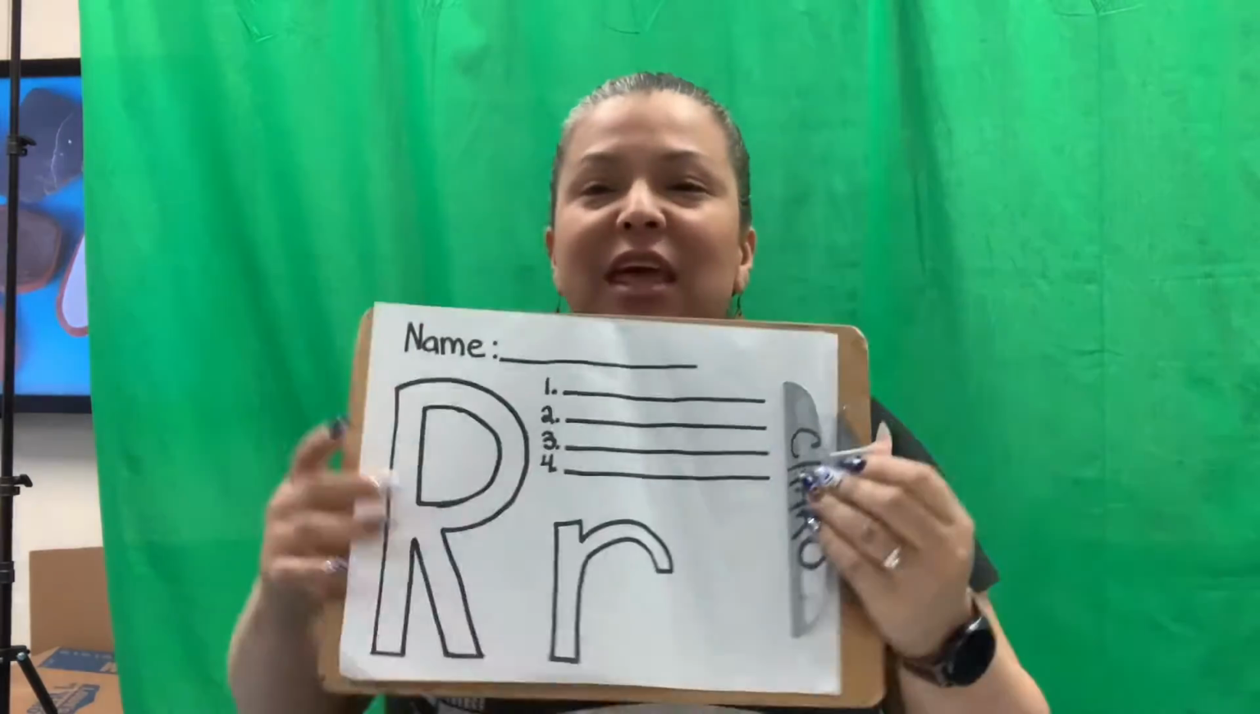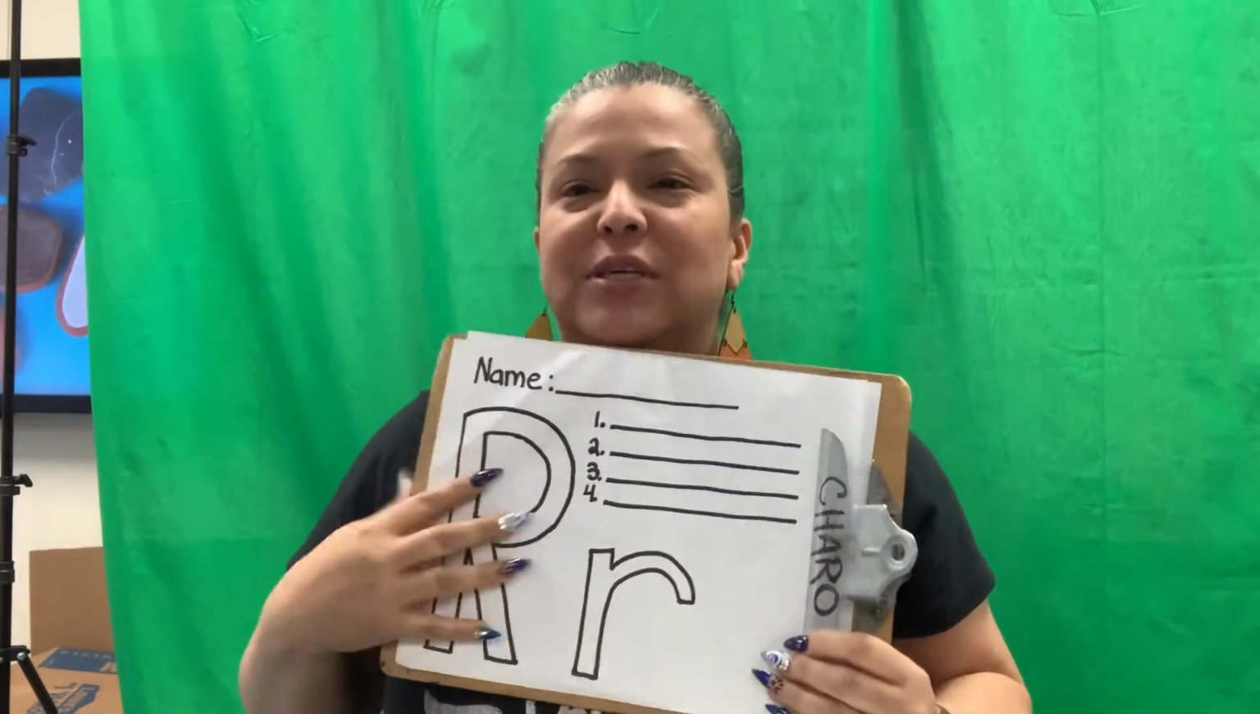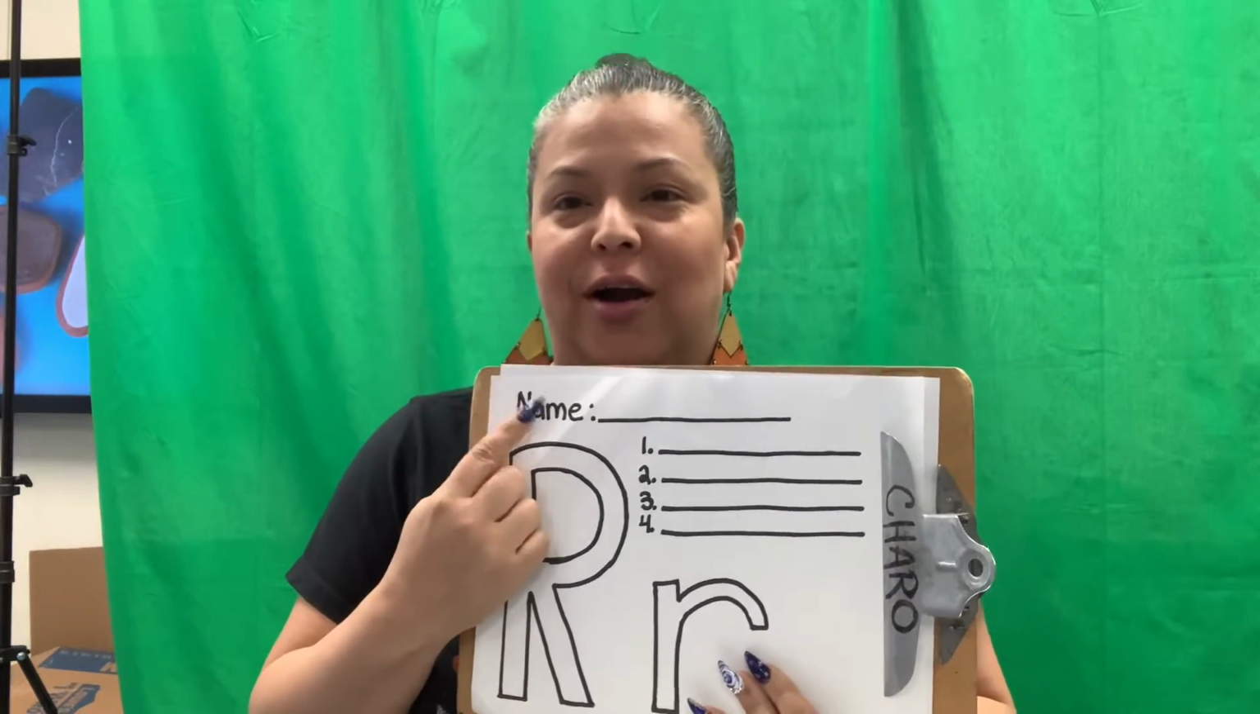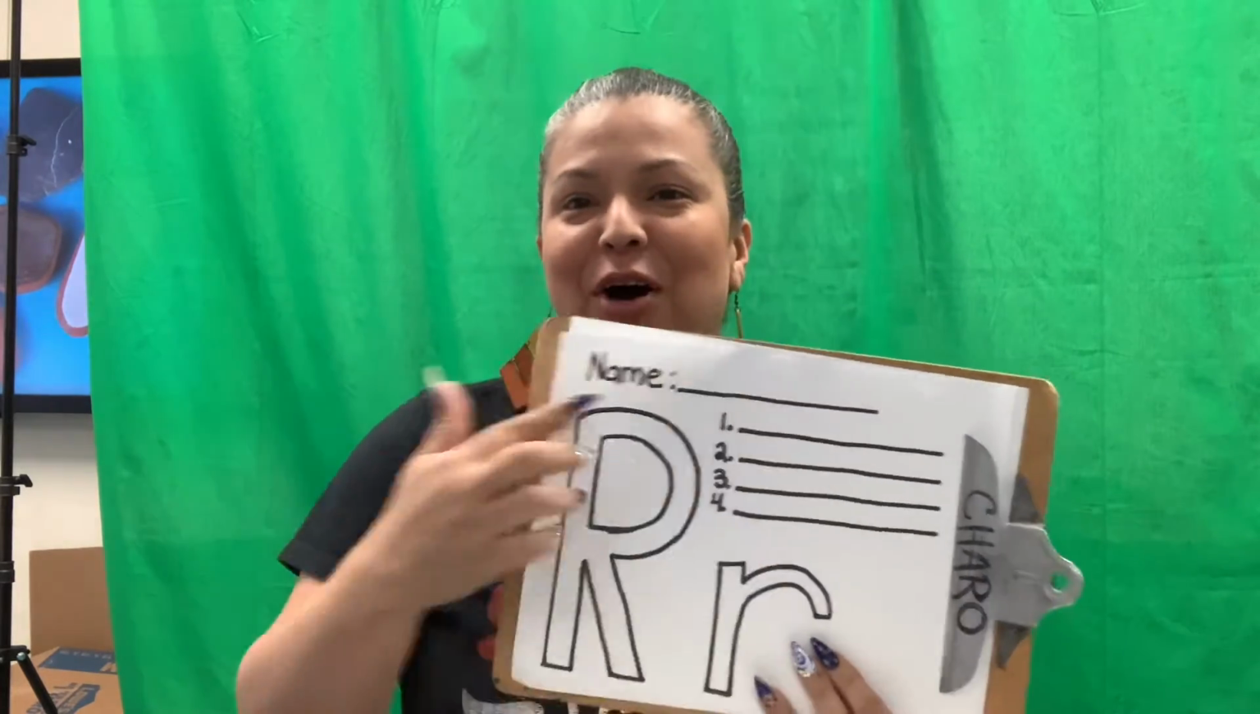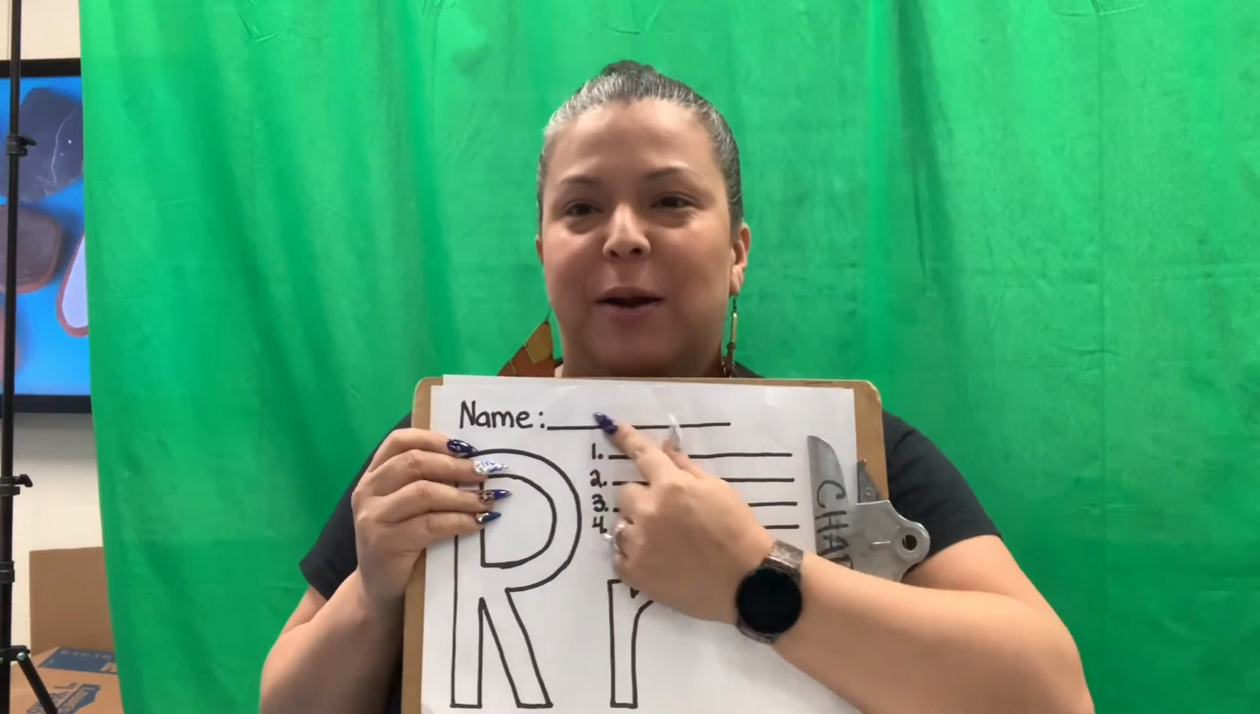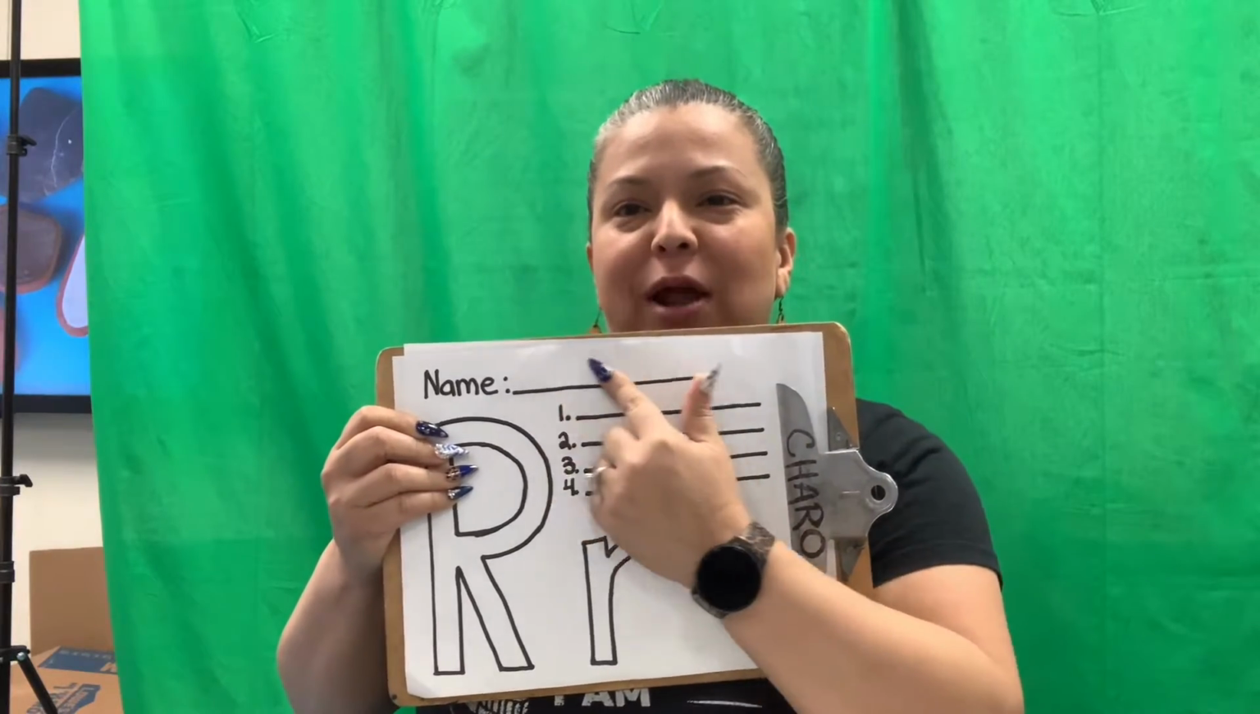So the thing you need to do first of all is always put your name on your paper. So you're going to write your name right up here. It says name, N-A-M-E, left to right, name. And you need to write your name right here.